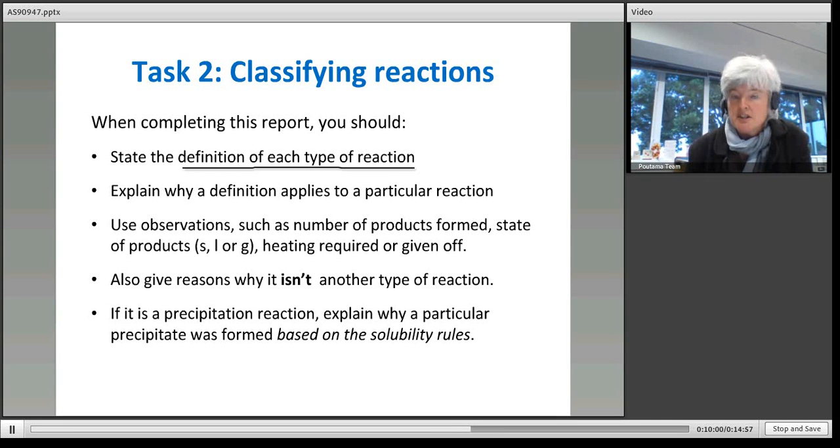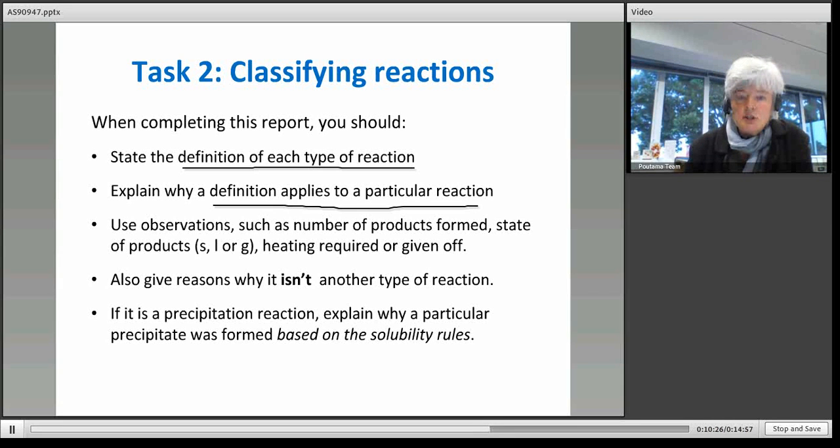A combination reaction is where two elements or two substances combine to form one single substance, or two elements combine to form a compound, a single compound. Then you explain why it applies to a particular reaction. So when we had our iron sulfide, why was that a combination reaction? We had our two elements, iron and sulfur, combining to form one compound, iron sulfide.